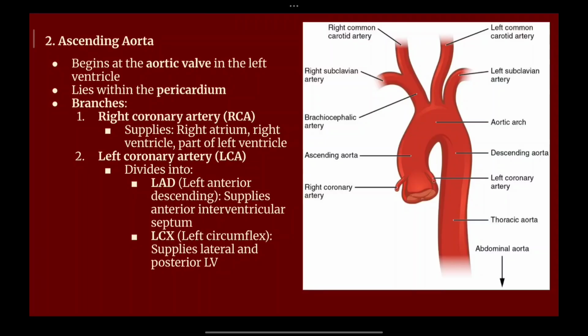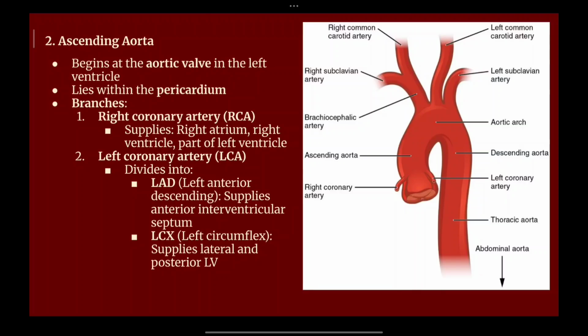Now the right coronary artery is going to supply the right side of the heart, wherein it covers the right atrium, right ventricle, and part of the left ventricle, not completely the left ventricle. Okay. Now we have the left coronary artery, which is another artery arising from the ascending aorta, which is further divided.